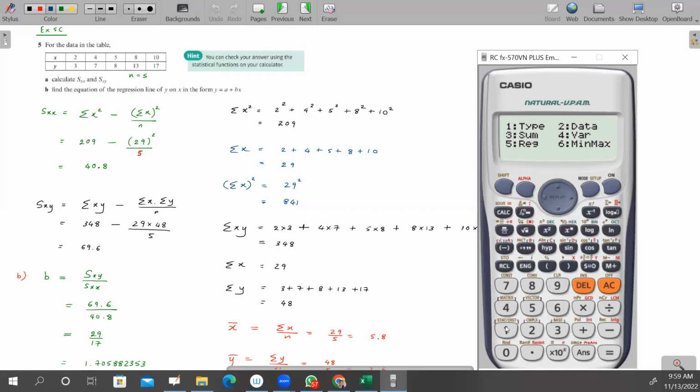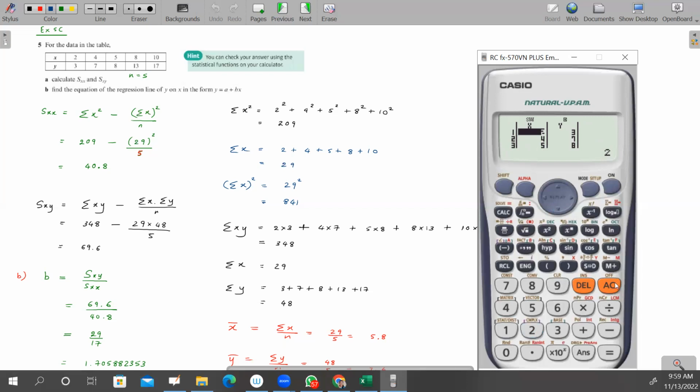Can you guys see? When I press shift and this one over here, I go to the options. I get all the stuff I need to do in the stat mode. And over here, guys, if you press number 2, I can go to my data. When I press number 2, the data, I can find my inputs.